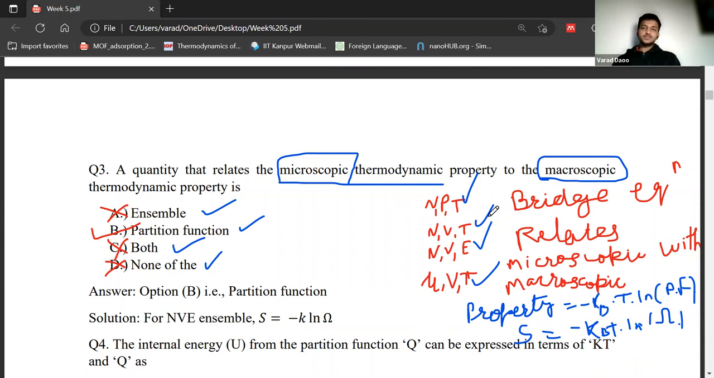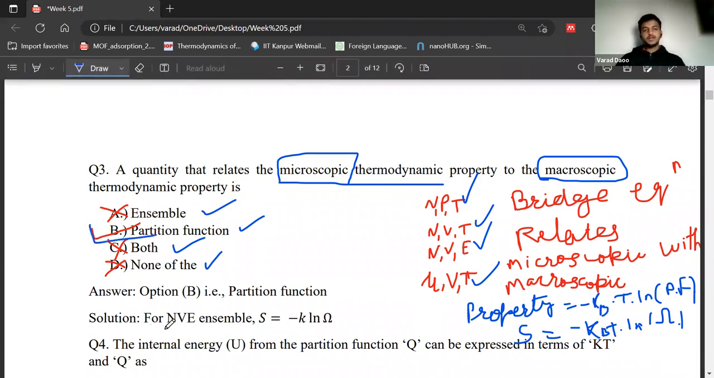It depends on which ensemble we are using, but the functional form remains the same: property equals some constant multiplied by ln of the partition function. The partition function also depends on which ensemble we are working on. So clearly, this is the bridge equation, and the quantity is the partition function. So the correct answer is partition function. Like for example, here we have minus k, maybe T will not be there, minus k into ln omega, right?